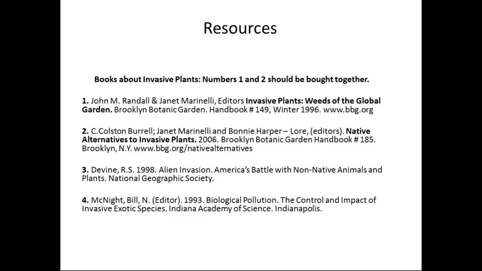Resources about books. The Brooklyn Botanic Garden has these beautiful books out, Invasive Plants and Weeds of the Global Garden. And you should also buy, if you want to, Native Alternatives to Invasive Plants. There's Alien Invasion: America's Battle with Non-Native Animals and Plants, put out by the National Geographic Society, which is a great book to give you an overall viewpoint of these things. And also Biological Pollution by Bill McKnight. It's an older book. It's written by a lot of invasive experts, and they have profiled their own projects in different states.